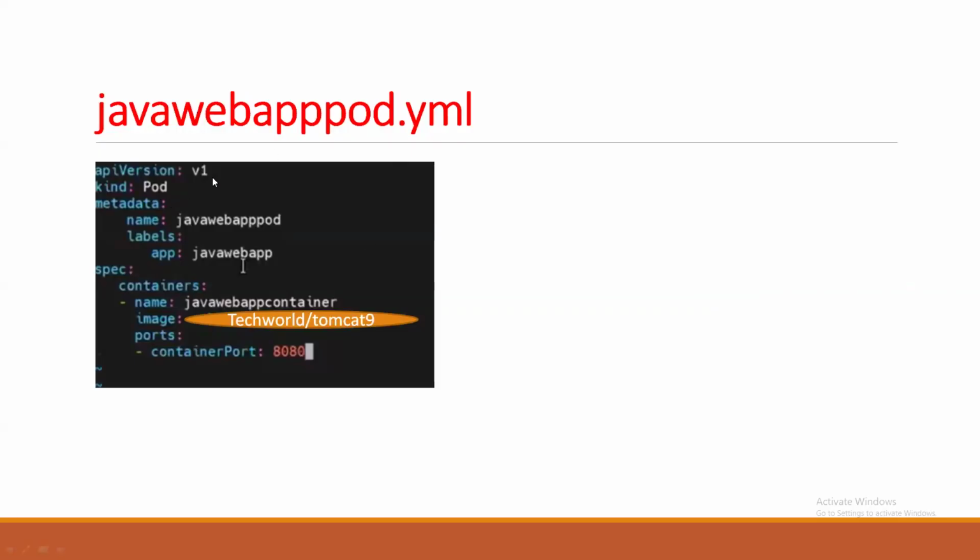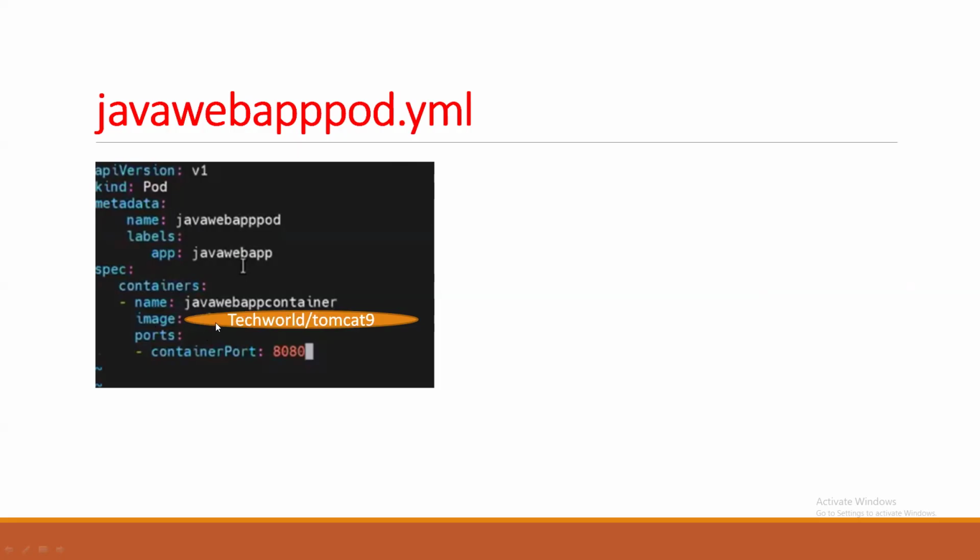So API version is v1, and kind equals Pod. Under metadata, name is just the name of the pod, and labels include app. The spec means specifications. In kind, what you are trying to create is a pod. In the pod there are containers. So what is the container name? Java web app container, and the image.